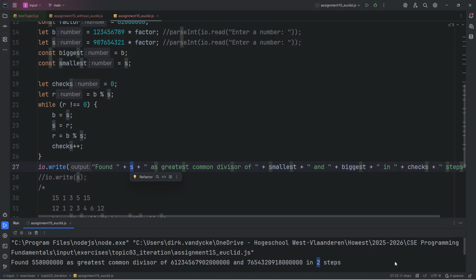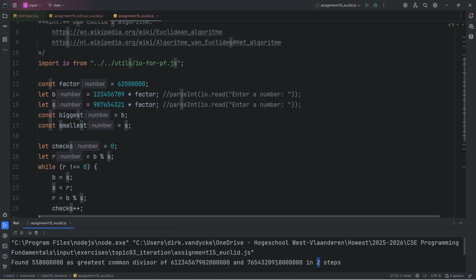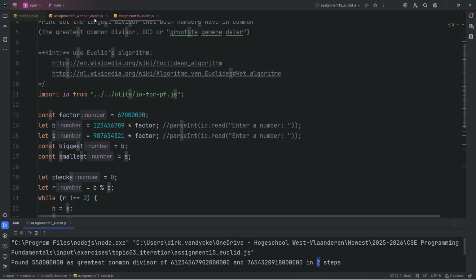I multiplied both numbers by 62 million, and well, to the Euclid's algorithm, it doesn't make a difference. It's easily or equally fast. Okay, so this is incredible how cool this algorithm is.